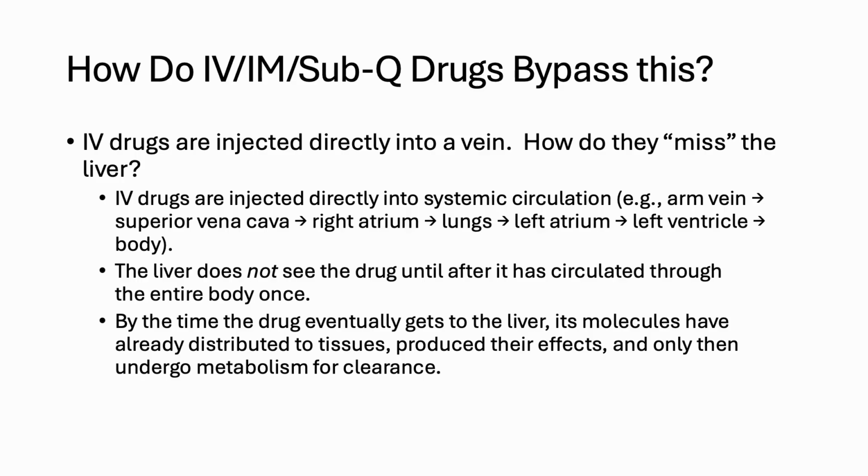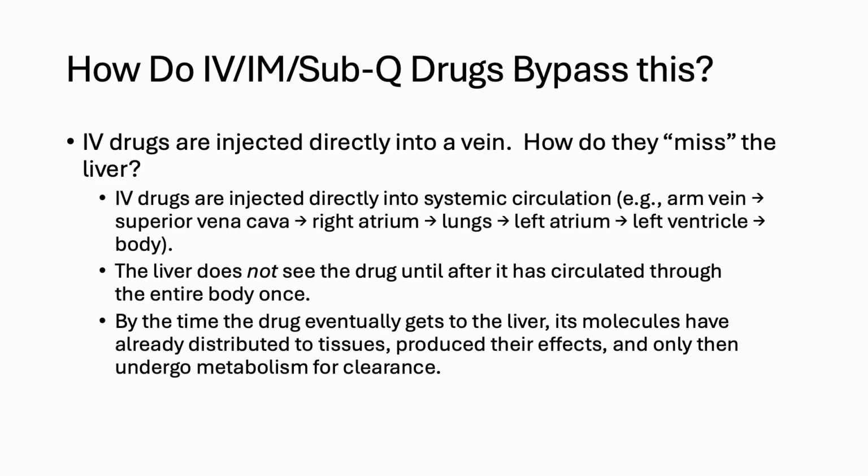Intramuscular and sub-Q drugs also bypass first pass metabolism because they do get absorbed through the skin, through the muscle, through the subcutaneous tissue, whatever the case might be, and they go directly into the venous circulation as well, just like IV does. But IM and sub-Q drugs are affected by absorption. IV drugs are not affected by absorption because IM and sub-Q have to go through a few different layers of the body to finally get to the capillary, to finally get to the venous system. IV drugs don't have to do that. They're right in the venous system already.